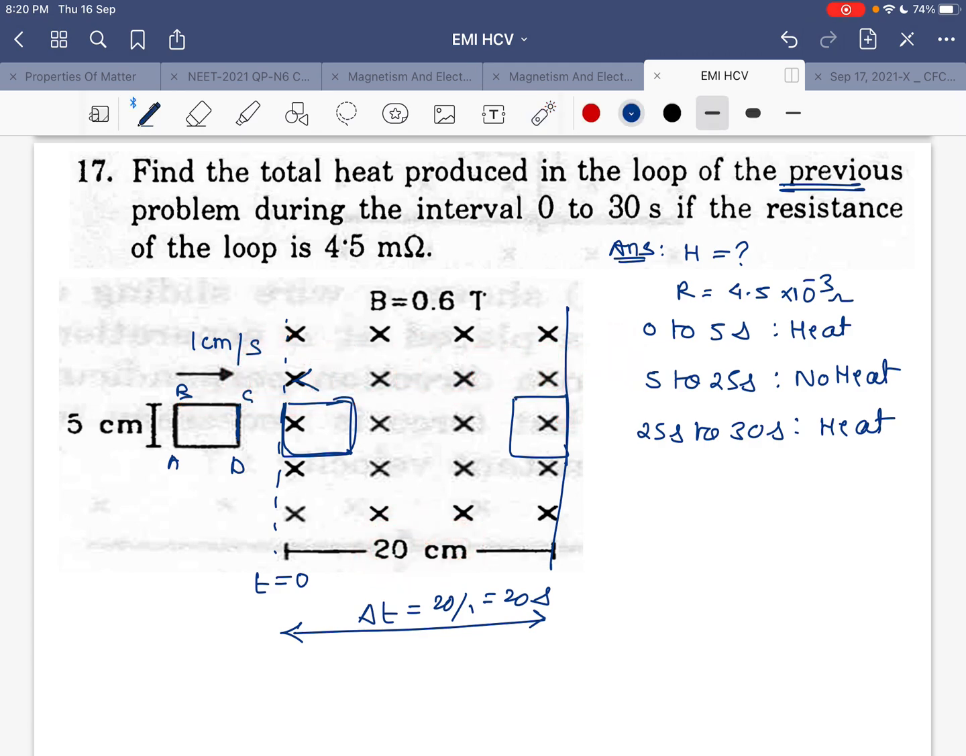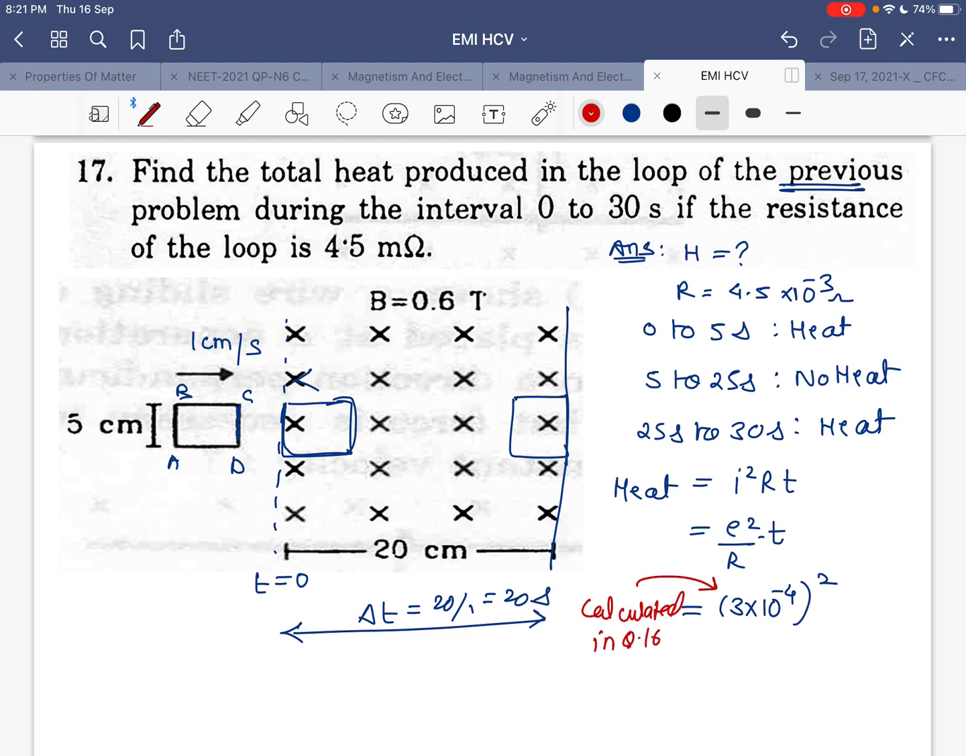Okay, so therefore the total heat produced can be written as I square R T, or since we have the induced EMF every time, it will be E square by R into T, the time interval. The EMF induced is 3 into 10 to the power minus 4 as already calculated in the previous problem. This was calculated in question number 16, so no need to calculate it again. Into the time, that is the heat production time of 10 seconds, initial 5 and end 5 second time interval. Divided by 4.5 into 10 raised to minus 3.